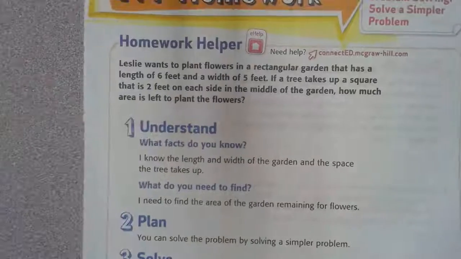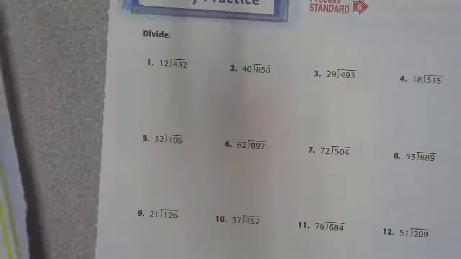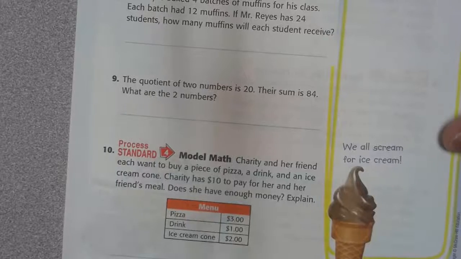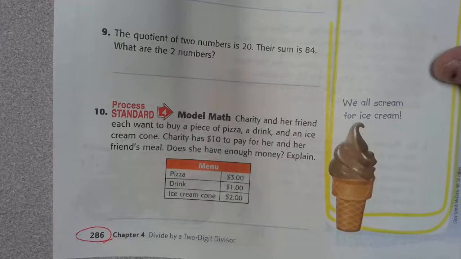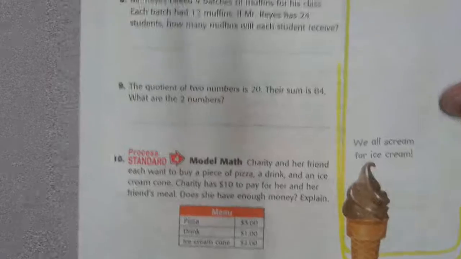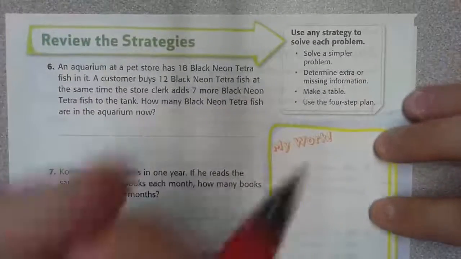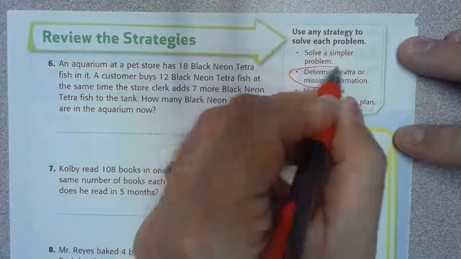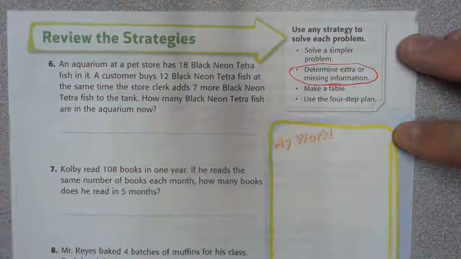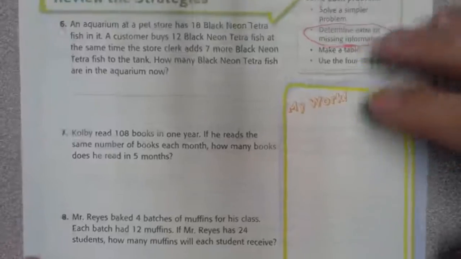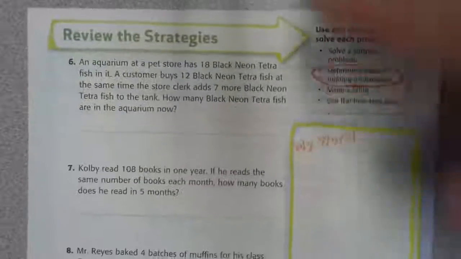We're gonna move on over to, where is that page at? Oh, there it is. 286. Turn to 286 for me. At the bottom, it says 286. The reason why we're skipping that is because this one is a little bit different, because this is what I think some of us need to practice on, which is to determine if there's extra or missing information. That's kind of where some of us struggle.